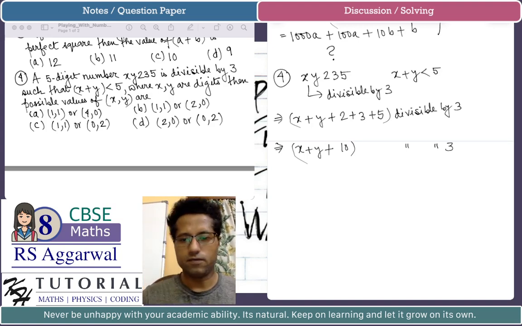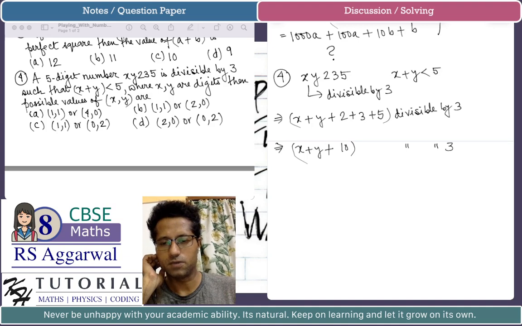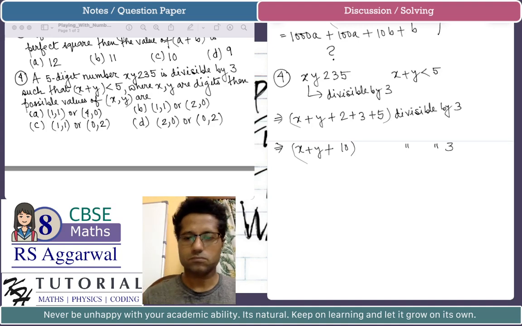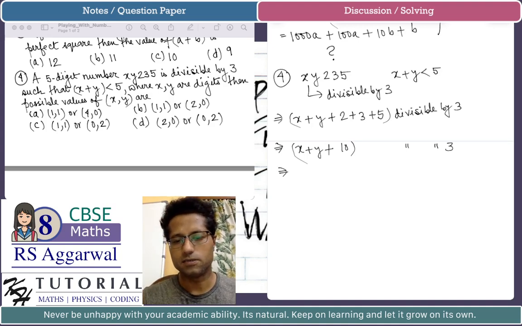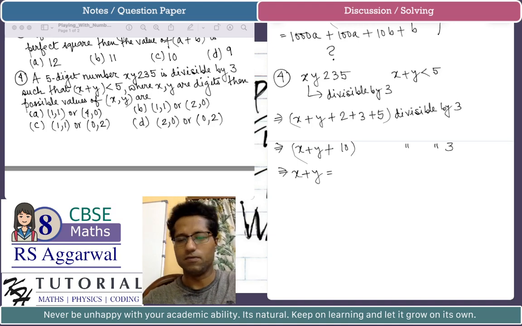First we must see what the value of x plus y can be such that x plus y plus 10 will be divisible by 3, where we know that x plus y is less than 5. So can it be 4? 4 plus 10 is 14, which is not divisible by 3. So x plus y cannot be 4. Can x plus y be 3?